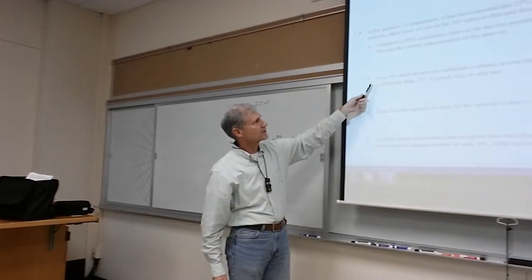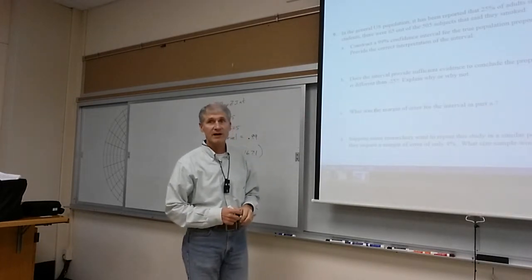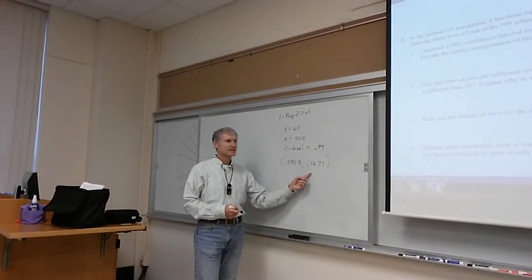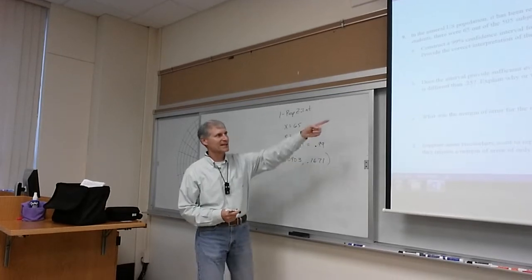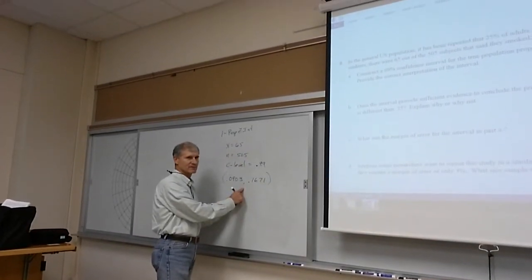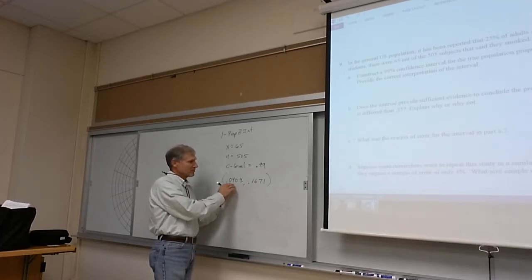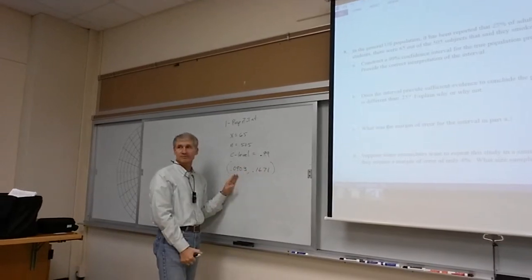Does the interval provide sufficient evidence to conclude the proportion of college students who smoke is different than 0.25? Yes. Why? Because 0.25 is not in here. It doesn't have anything to do with 0. It has to do with 0.25 because that's what they ask about. Right? Since 0.25 is not in this interval, you can say, well, it isn't 0.25. Remember, a confidence interval is the set of all values that are plausible. And this is saying 0.25 is not plausible.